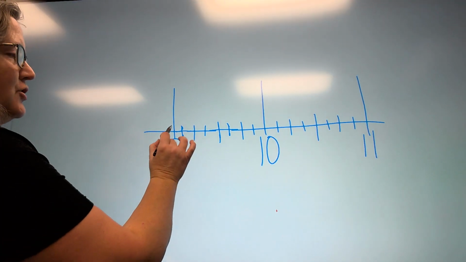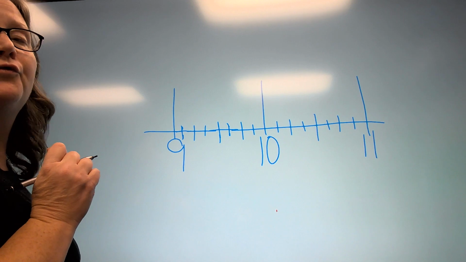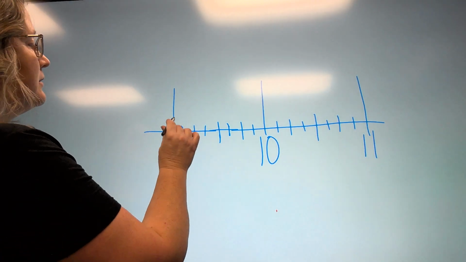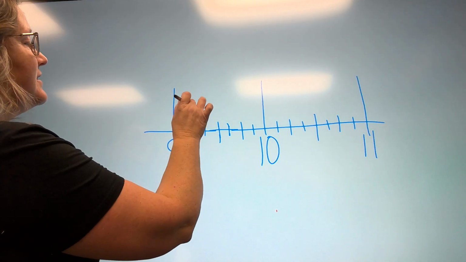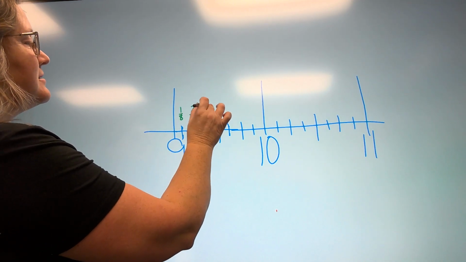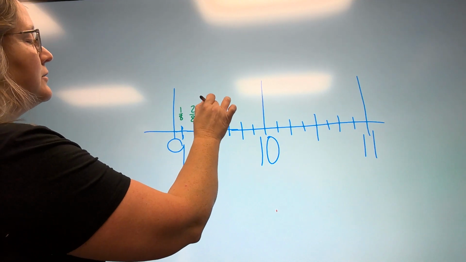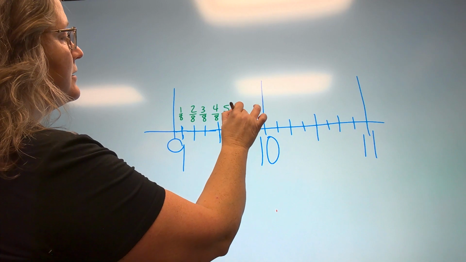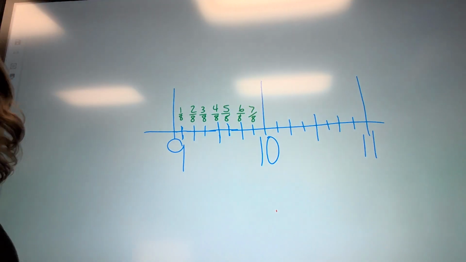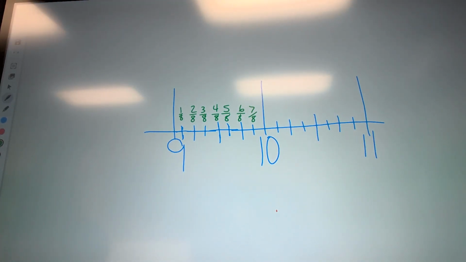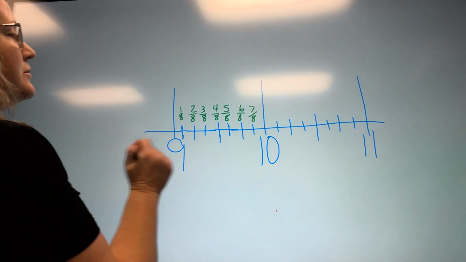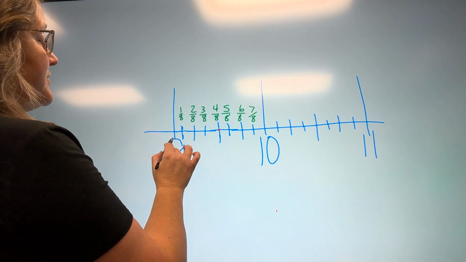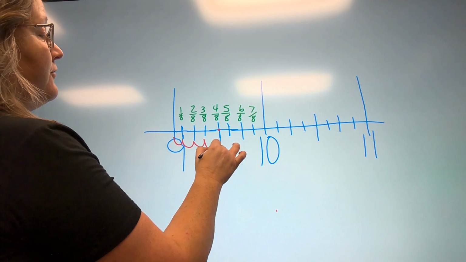So how many jumps would I need to get 1/4? No. So this is 1/8. This is 2/8. 3/8, 4/8, 5/8, 6/8, 7/8. Which one of those is equal to 1/2? 4/8. 4/8 is equal to 1/2. And that's 4 jumps. 1, 2, 3, 4 jumps.